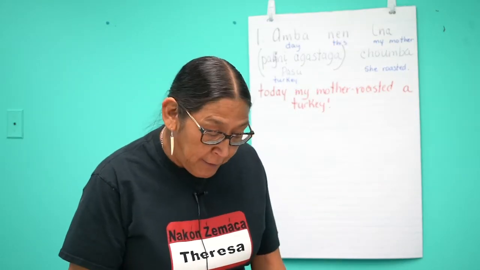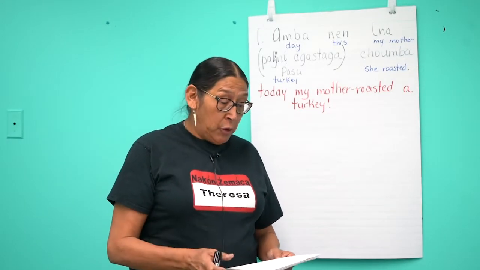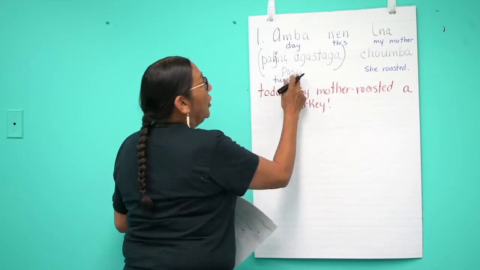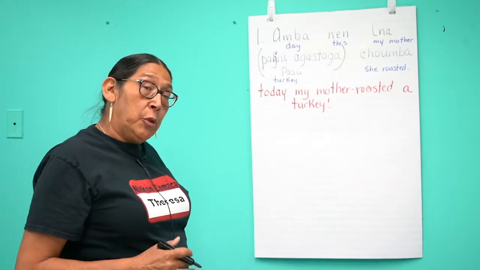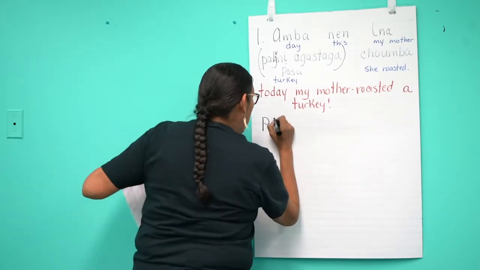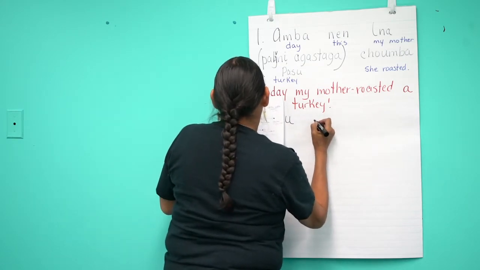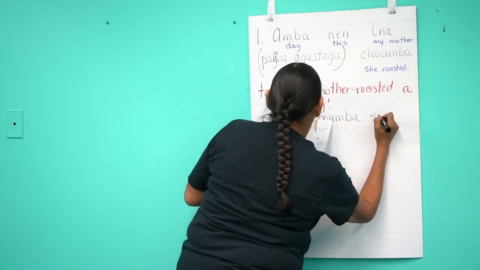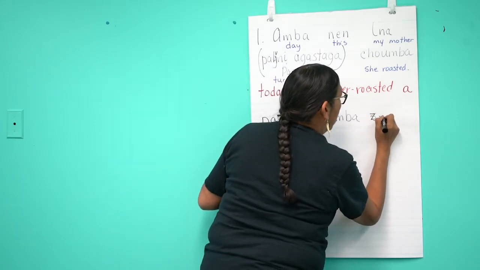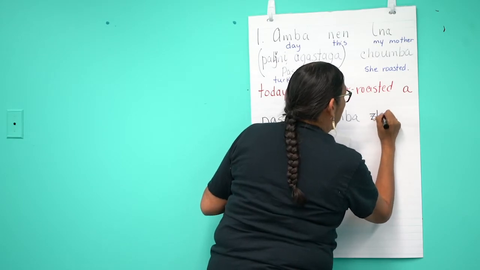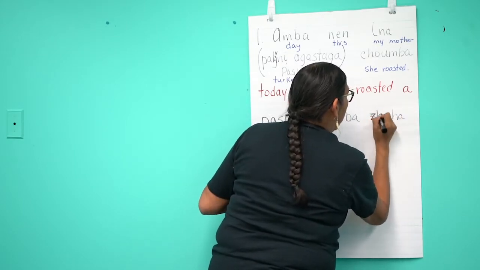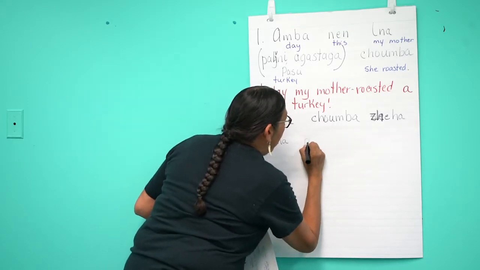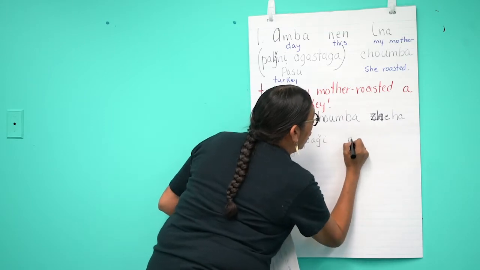Okay, we're going to carry on to our next sentence. Pasu choomba jaha wana pari mak'u. Instead of writing gasta all this time, I'm just going to use pasu because that is also a turkey. Choomba, oh sorry, jaha. I'll concentrate better. Jaha, wana, pari, mak'u.